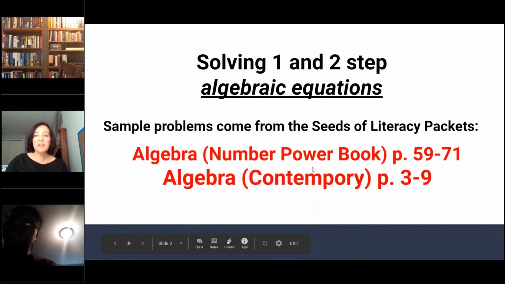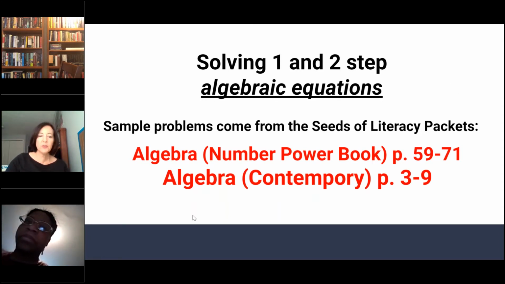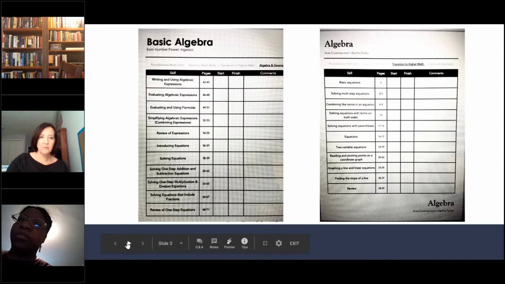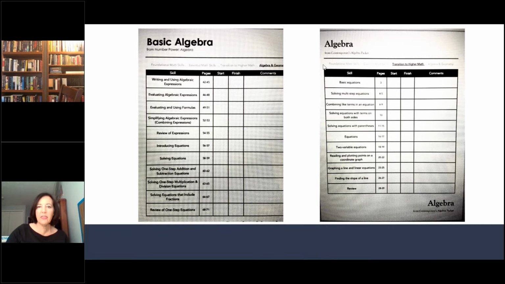I'm not going to do the entirety of either one of the packets as they are listed on the resource pages. The Algebra Number Power book, I'm going to be looking at pages 59 through 71. The Algebra from the Contemporary book, I'm looking at pages 3 through 9. And if you have the packets, they actually kind of look like this. Or if you don't have them, these are the packets that you could pull later.